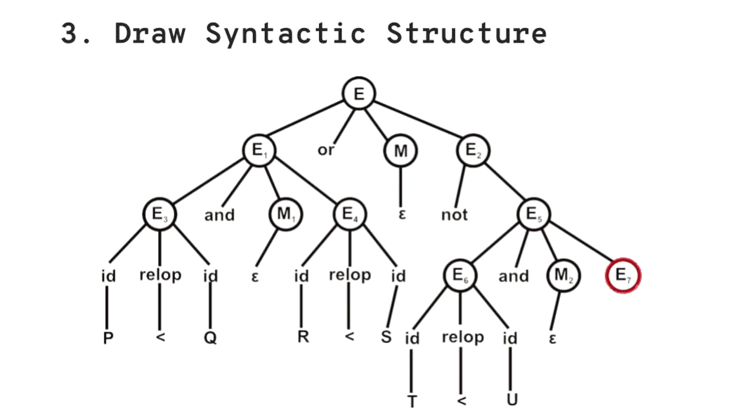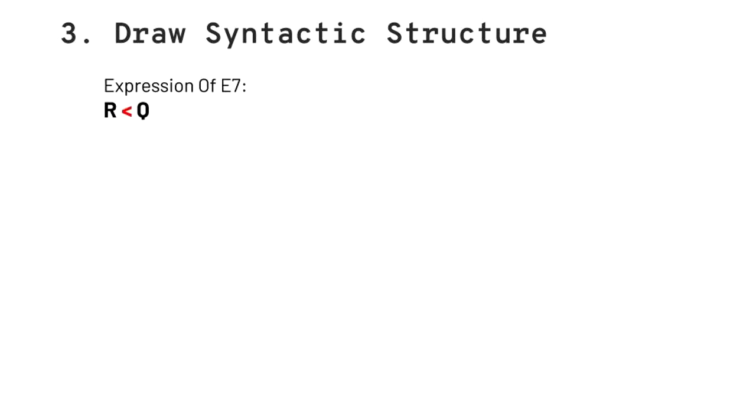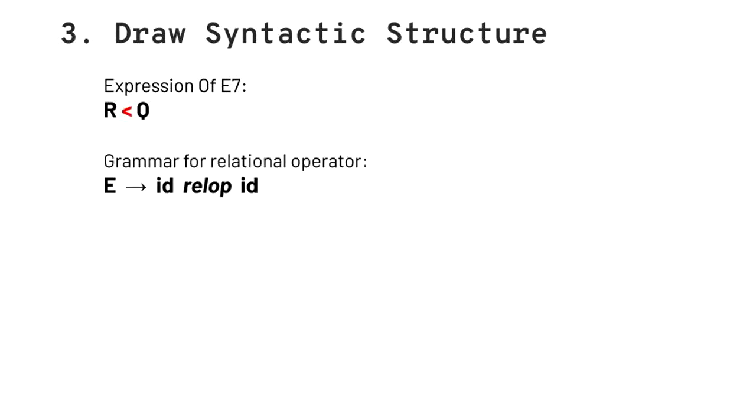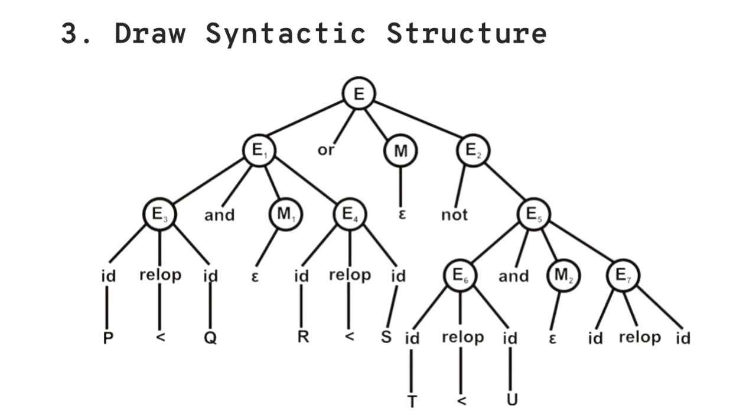Similarly for node E7, the construct r less than q is identified with the relational operator with grammar E derives id relop id. We can rewrite it as E7 derives id relop id. Here id is associated with the terminal r, relop with less than operator and second id with q. Now the parse tree is complete.